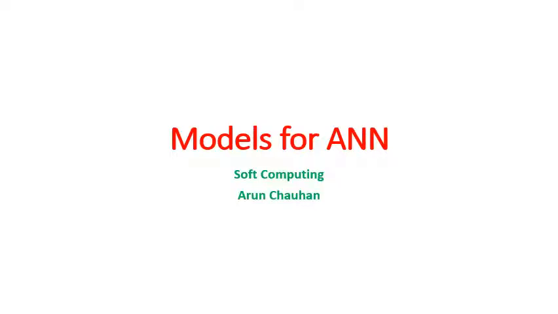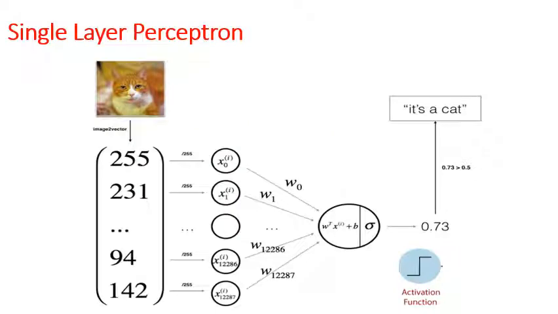Good morning, students. In this class, we will be discussing models for artificial neural networks. The simplest form of neural network can be possible with one neuron only. Just for demonstration, what we have shown here is one node. This is a neuron here, right? And it can have multiple inputs from W0 to W12,287.